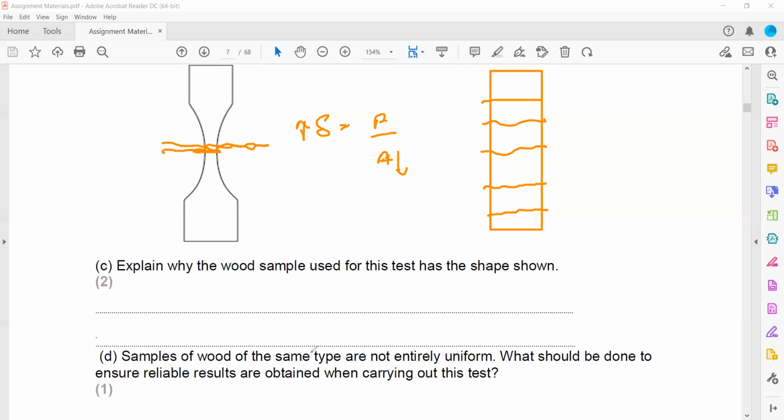The samples of wood of the same type are not entirely uniform. What should be done to check the reliability of the results? How can we make sure that the results are reliable? We will repeat the experiment, because whenever we identify anomalies or random results, we can remove them from our calculation.